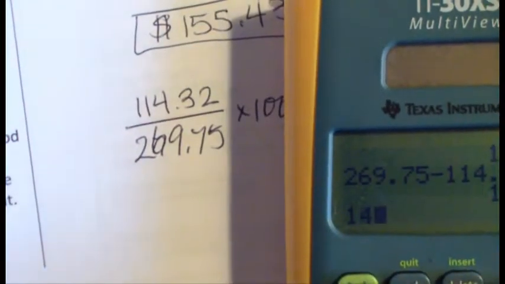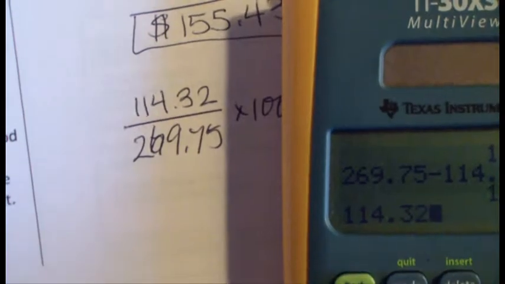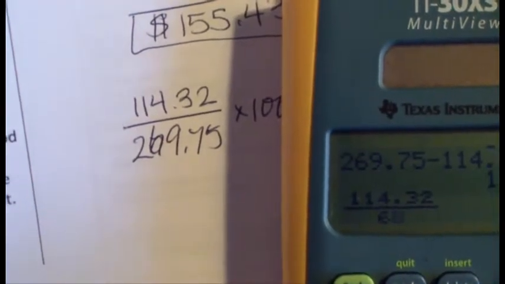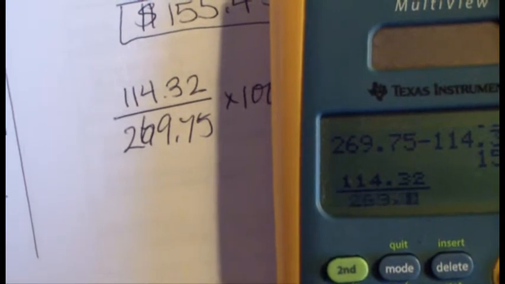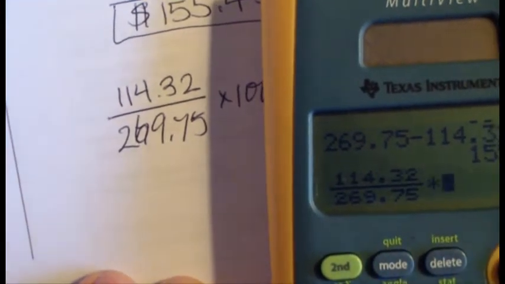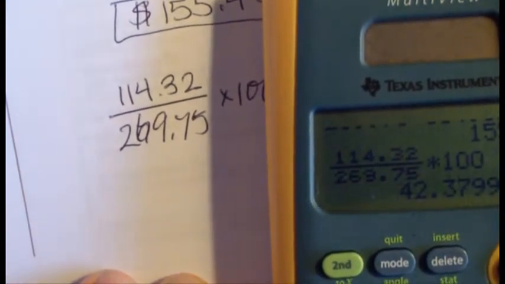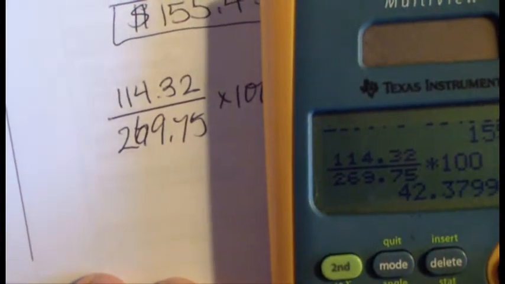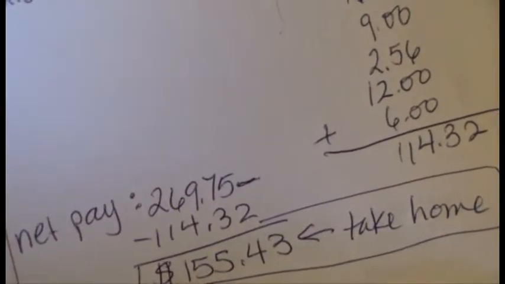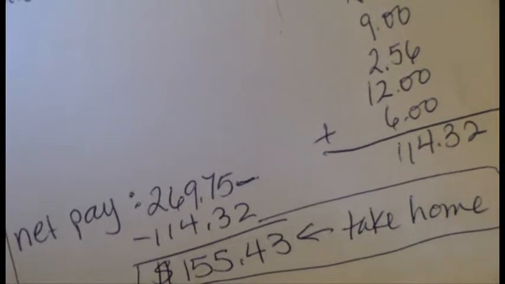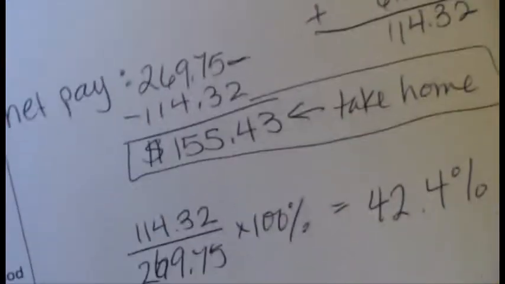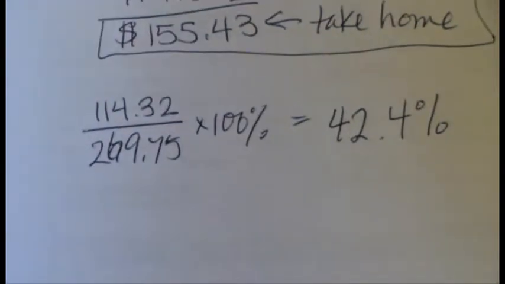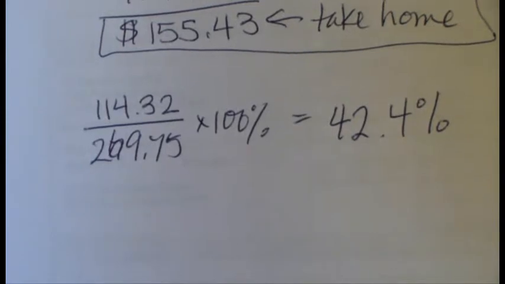So for 114.32 over 269.75 times 100, 42 point, we'll say 4. So her deductions account for 42.4% of her entire paycheck.